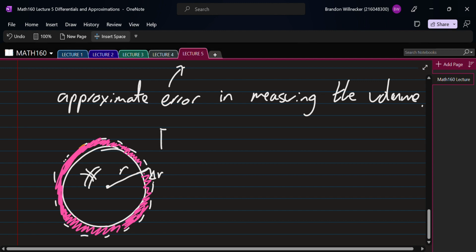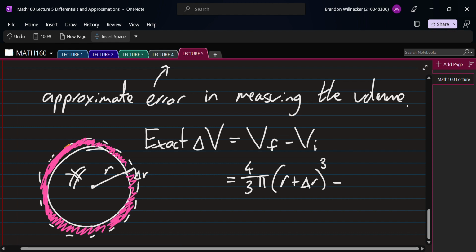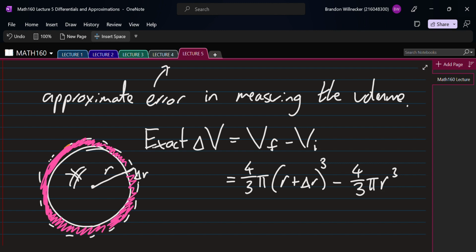Okay, so exact delta V. This is just going to be something like VF minus VR. So VF, let's say that is the larger sphere, and VR, let's say that is the smaller sphere. So the larger one is going to be 4 over 3 pi (r plus delta r) cubed, because that has the larger radius where we add on the error, minus 4 over 3 pi r cubed. That's the one that we measure.